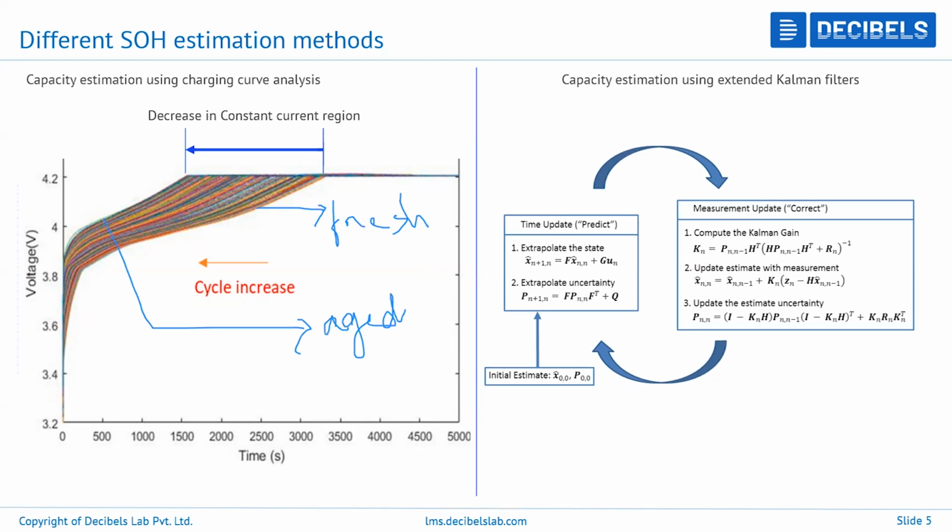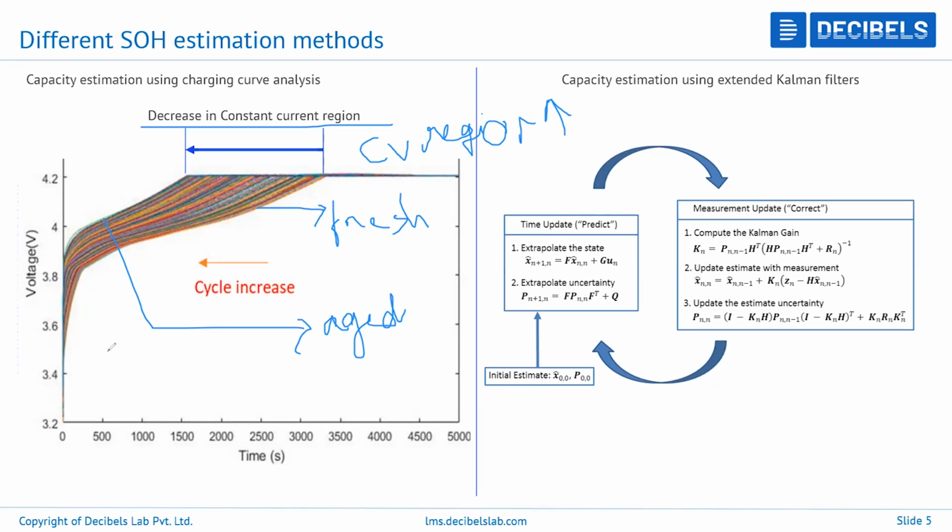So the difference between the fresh and aged condition is, you can see here, that the constant current region will go on shrinking, or you can say it will go on reducing. Meanwhile, the CV region will go on increasing. You will notice that kind of trend line, where even the CV region is affected and it will go on increasing.